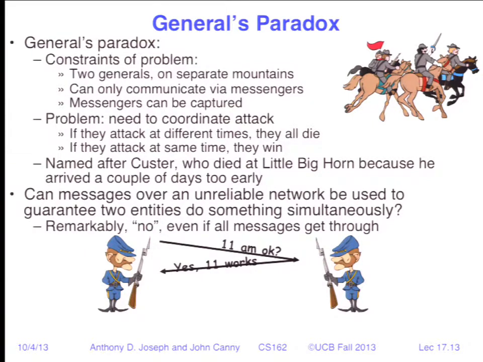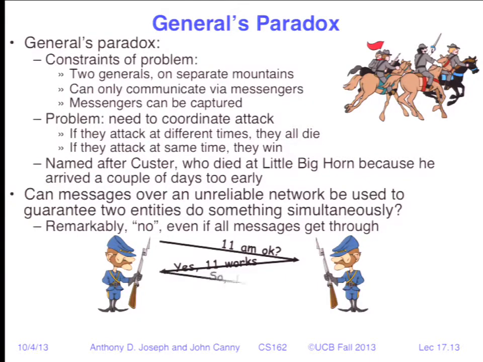B doesn't know, A might not have gotten the message, and so then B goes down and gets slaughtered. And similarly, A knows that it got the message from B, but it also knows that B doesn't know that it got the message. So it doesn't know, is B really going to go? Maybe they'll go down at 11 and get slaughtered, or maybe they'll both show up at 11 and they'll win. We can fix this, right?